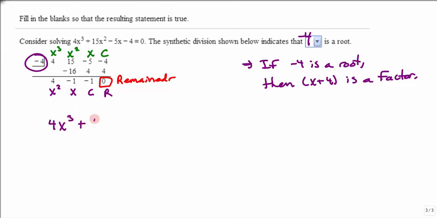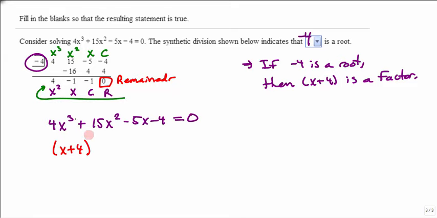So I know my original was 4x cubed plus 15x squared minus 5x minus 4 equals 0. And I just found out that x plus 4 is a factor. My remaining factor comes from right here going down by my powers. So I have 4x squared minus 1x, I just put in my minus x, and minus 1 for my constant equals 0. Now this 4x squared minus x minus 1 does not factor any further, so I'm done. I can't find any more solutions from this. Our solutions here would be complex numbers. So if we have to keep going and factoring with this, I'm done.